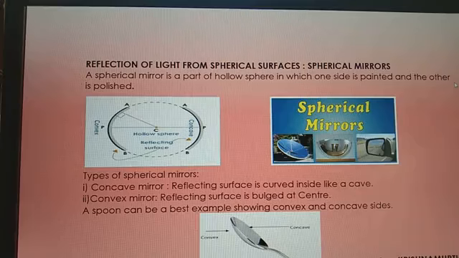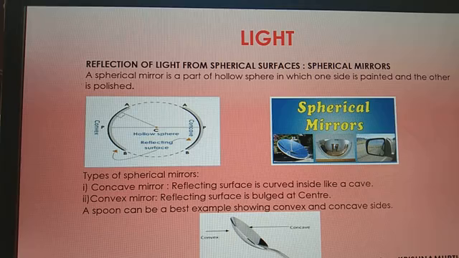Good morning, children. In this class, I am discussing the light chapter, day 2 for class 10. In the previous class, we discussed reflection of light in a plane mirror. Now, reflection of light from spherical surfaces. Spherical mirrors. What are spherical mirrors?